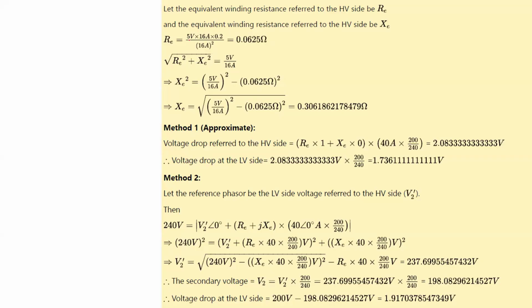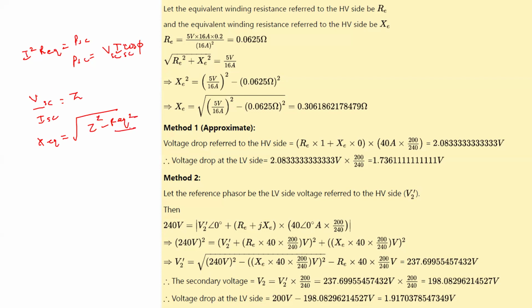We have seen that I square R equivalent is PSC, where PSC is nothing but VI cos phi, that is, VSC ISC cos phi. So if you do that, you can get the R equivalent. Then for getting the X equivalent, you can do V by I, that is, VSC by ISC. So you will get Z, then your X equivalent will be root over of Z square minus R equivalent square. In this way, you will get your X equivalent and R equivalent.